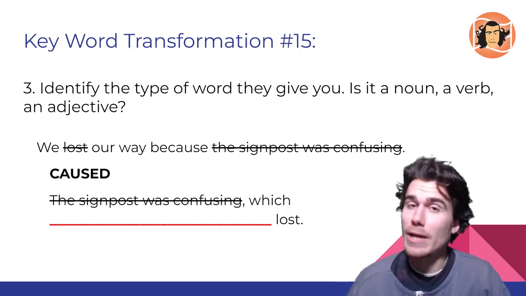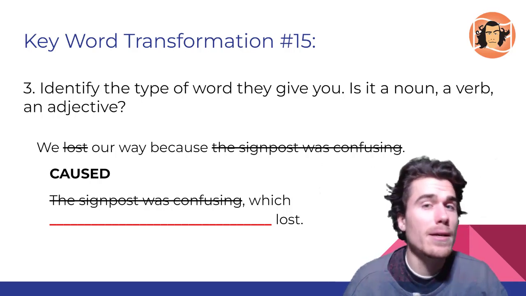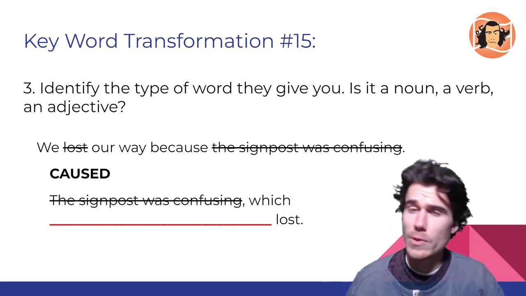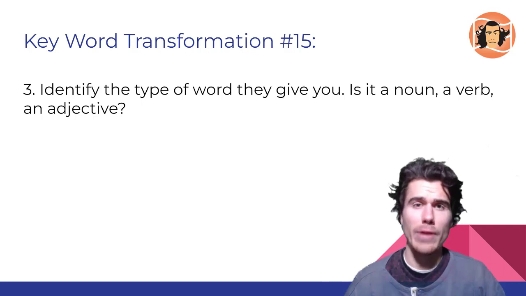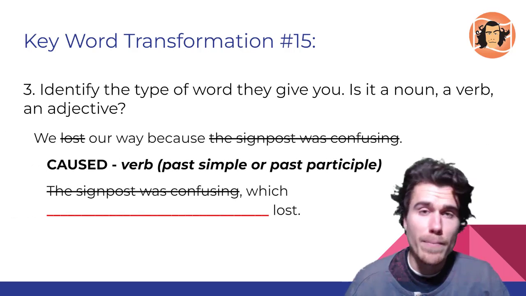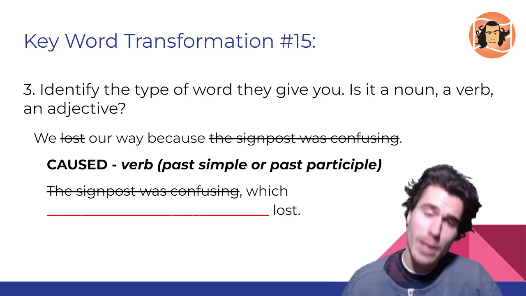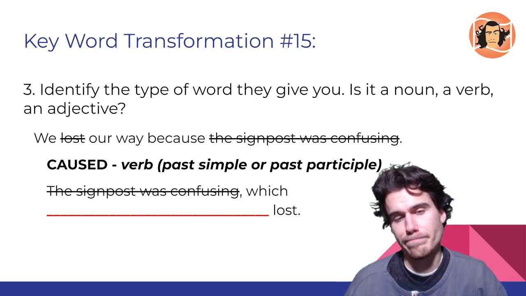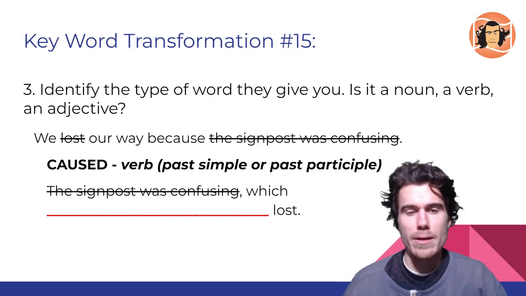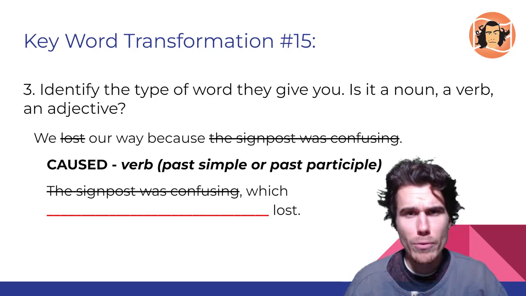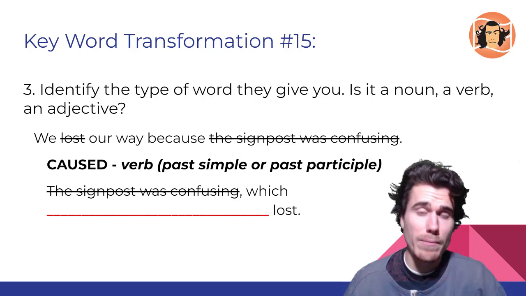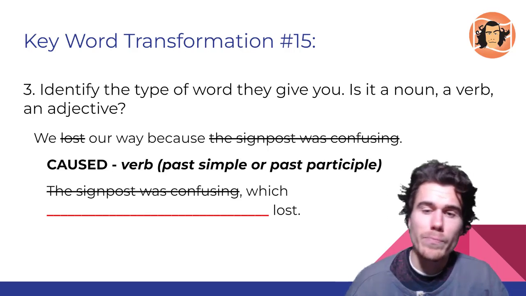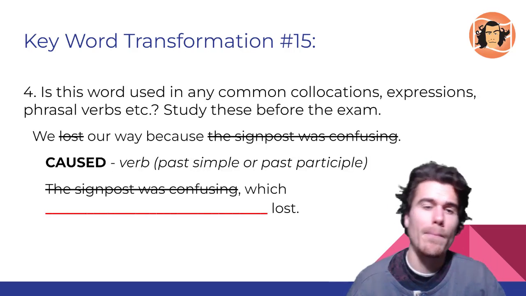Again, you can pause this video now and write down what type of word you think it is, and when you're ready, press play. Okay, so hopefully you've done that. And I can tell you that the word caused is a verb, and here it's in the past simple or past participle form. Okay. Identifying words is really important to help you improve your English, and more specifically to help you in the use of English paper. So, let's have a look at step number 4.